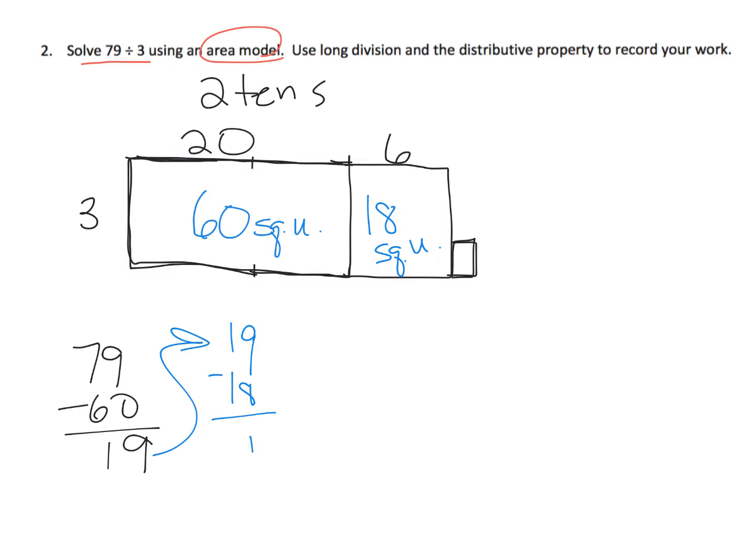Boom, there it is. And so what does this tell us? This tells us that 79 divided by 3 gives us an answer of 26, because the width is 26, and we have a remainder of 1. Here it is, right here, that 1 little unit left over. Now, how would we show this using long division? Because it says we're also supposed to show this using long division.